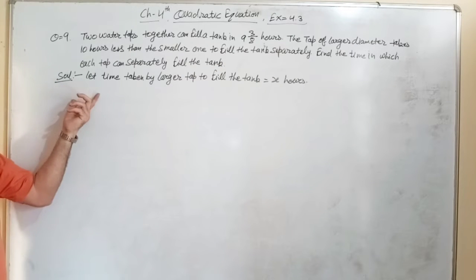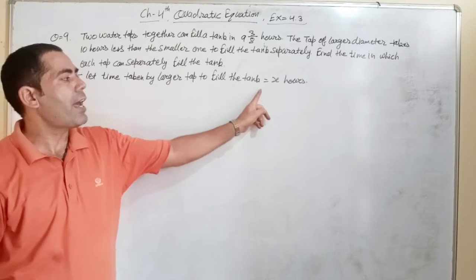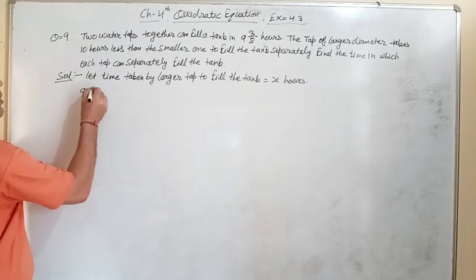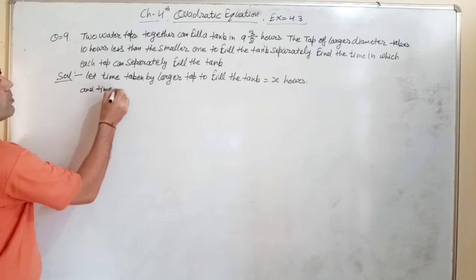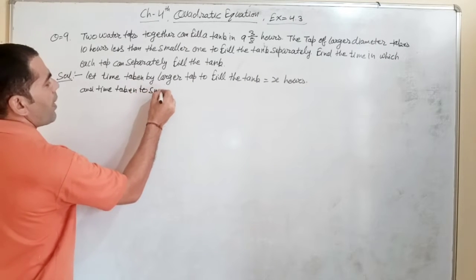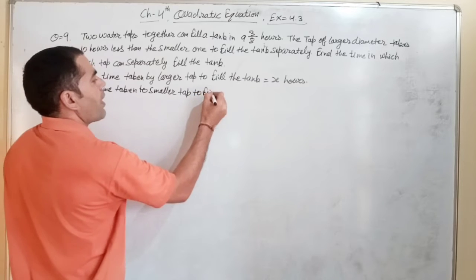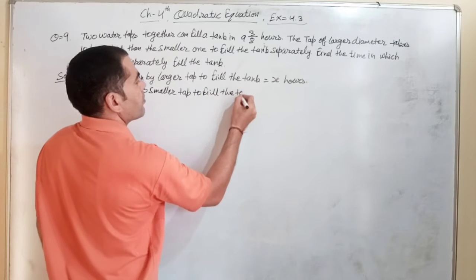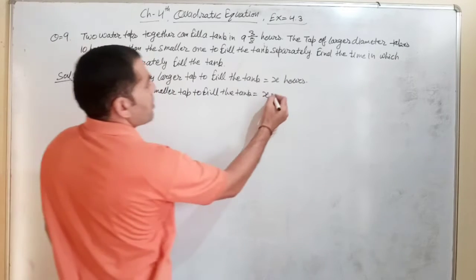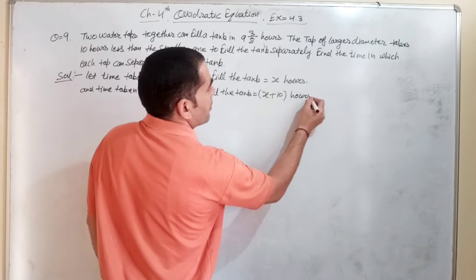Solution. First of all, students, let the time taken by the larger tap to fill the tank be x hours, and the time taken by the smaller tap to fill the tank is 10 hours more, that is x plus 10 hours.